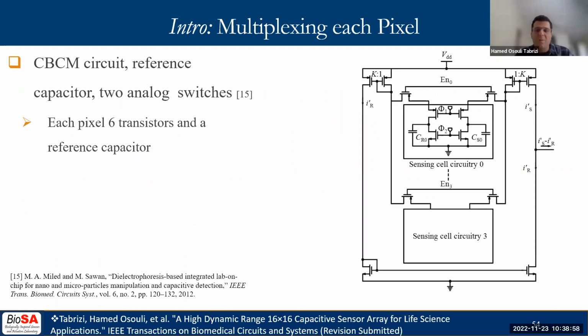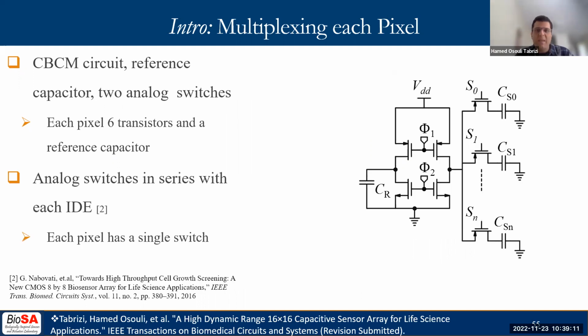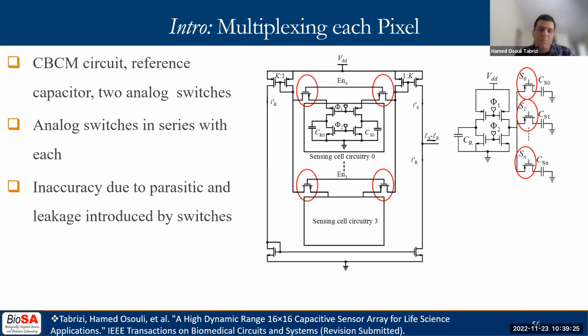The core CBCM is connected to the rest of the circuitry using 2 CMOS switches, shown here. In total, each pixel has 6 transistors and a reference capacitor. In another work, as shown here, multiple switches have been placed to multiplex the IDEs to a shared CBCM circuitry. Well, the result is footprint has been drastically decreased due to using a single shared CBCM.